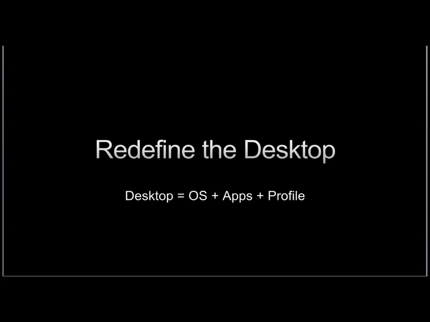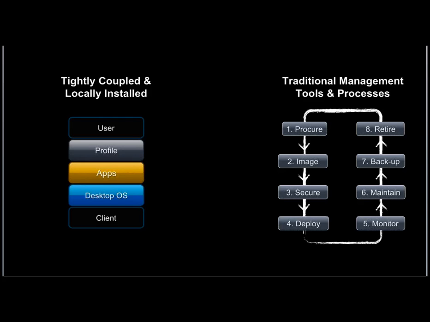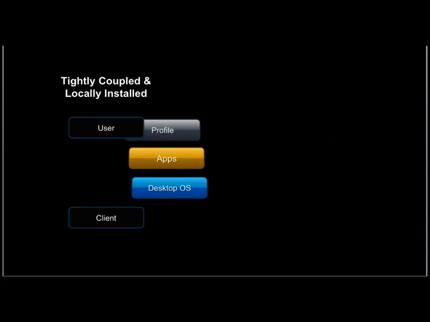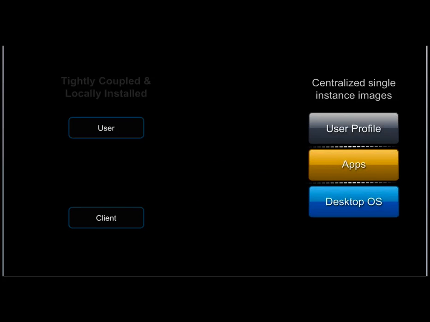And lastly, user profiles. Without user profiles, that desktop is just anybody else's desktop. User profiles make that desktop yours or any of your users'. Now, we believe in order to truly solve this traditional management tools and processes that happens today, you need to separate these three elemental components. Utilize centralized single instance images of these. So creating a desktop OS image, whether it's Windows XP, Windows Vista, or Windows 7.